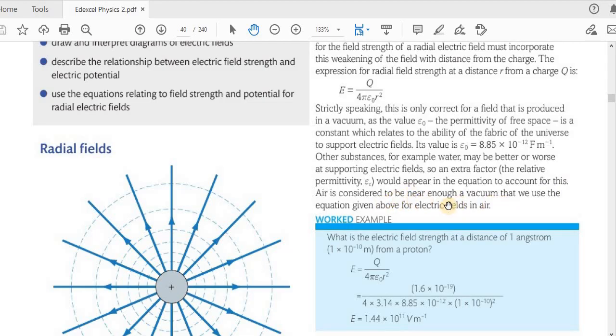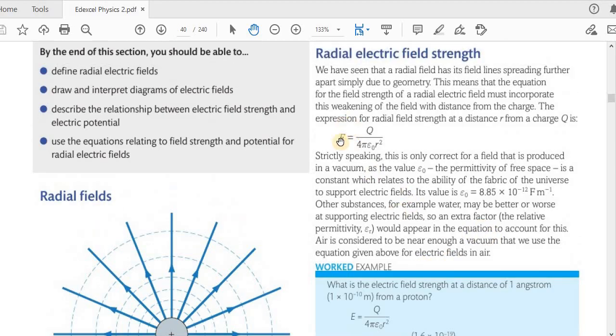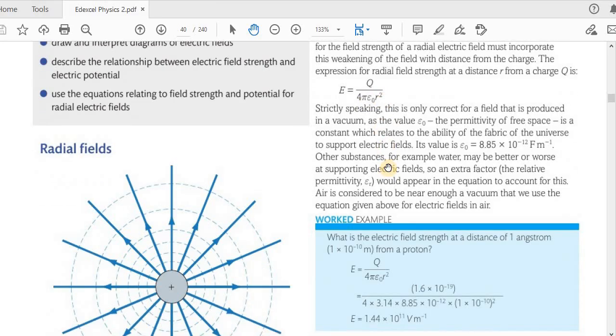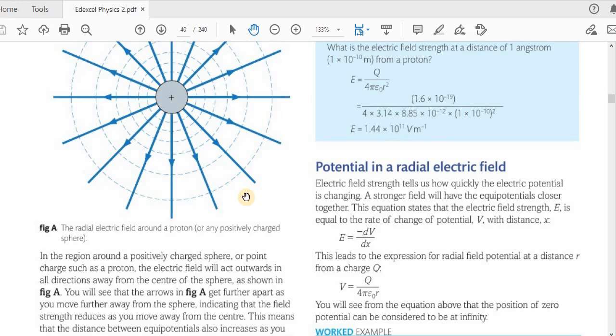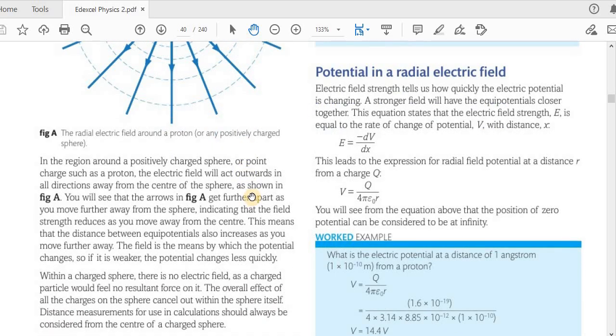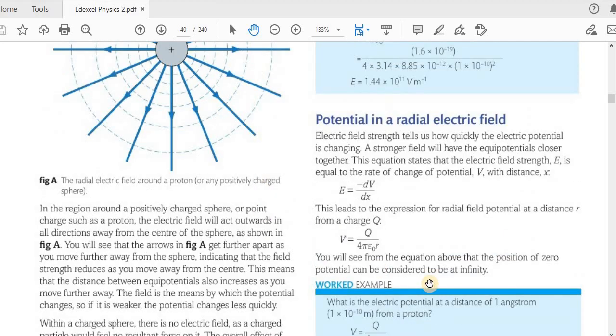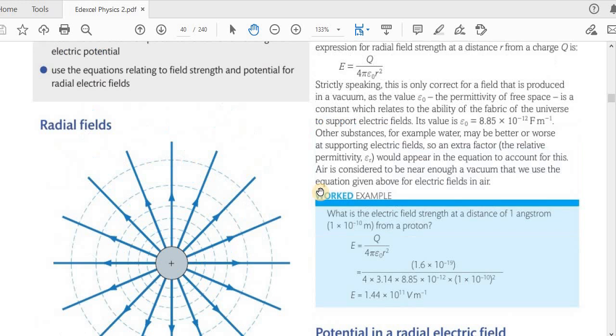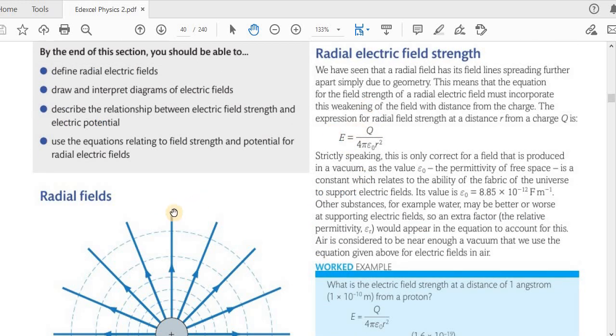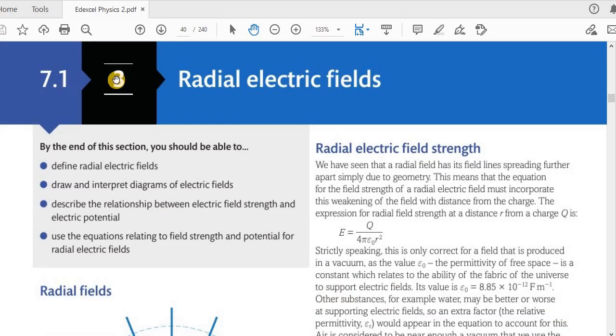Air is considered to be near enough a vacuum that we use the equation given above for electric fields in air. So this is what we have for vacuum, but we can use it for air also because of the approximate value for epsilon naught for air, same as vacuum, approximately equal epsilon naught. Okay, so these two are the two important equations, but remember this is for radial field. Okay, like this, same thing here. But if it's uniform field, you have to use the other equations which we learnt in chapter 7.1 part 1. This is part 3.